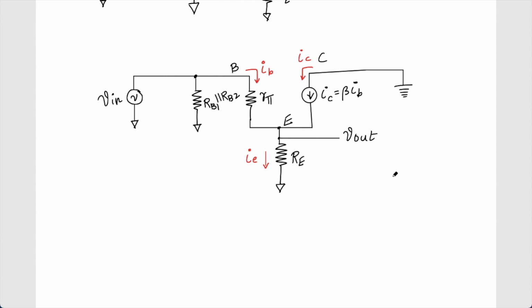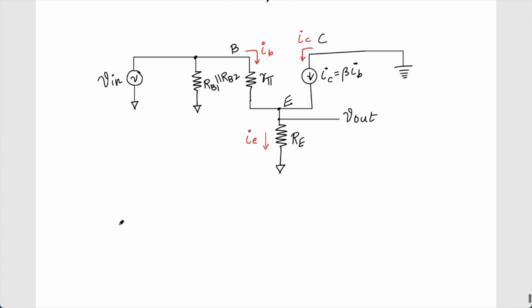So let's try to write down the different equations that we have, and based on that we will be getting the ratio of V out by V in. There are multiple ways of doing it, so you can use your own way. What I will try to do is express V out in terms of one of the currents, maybe IB.